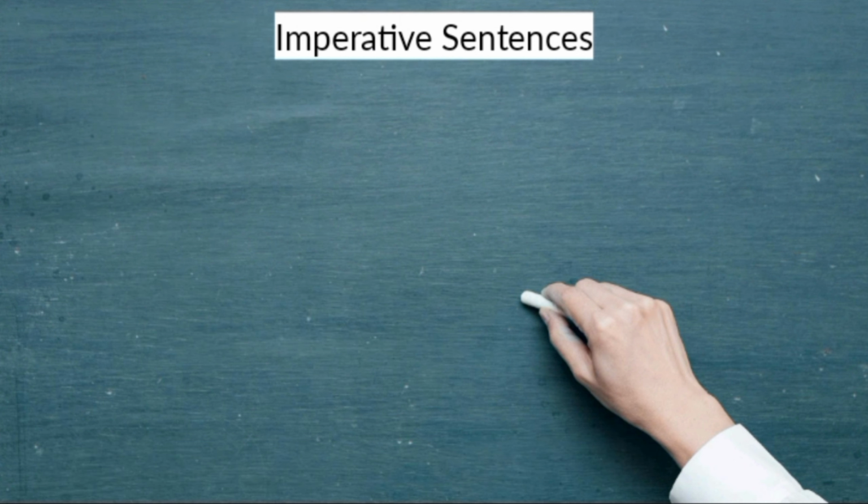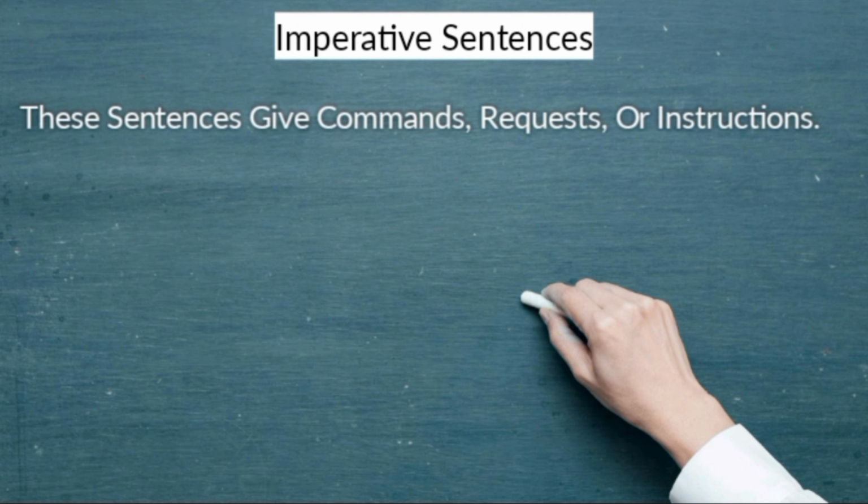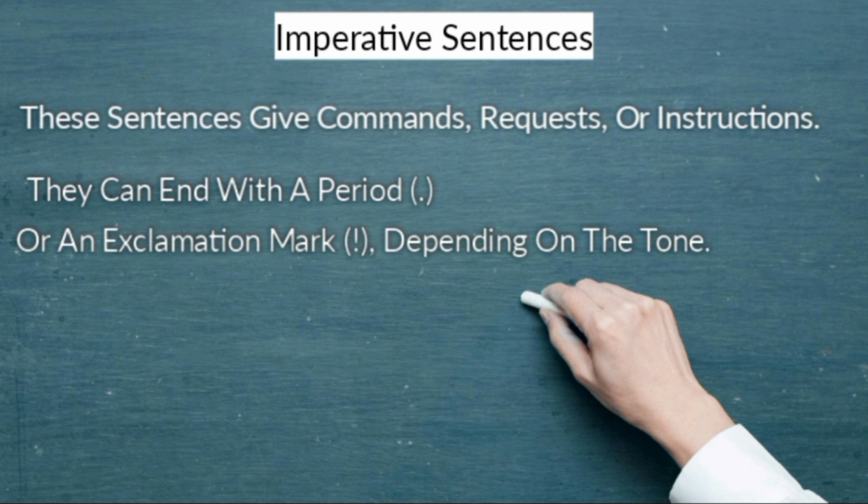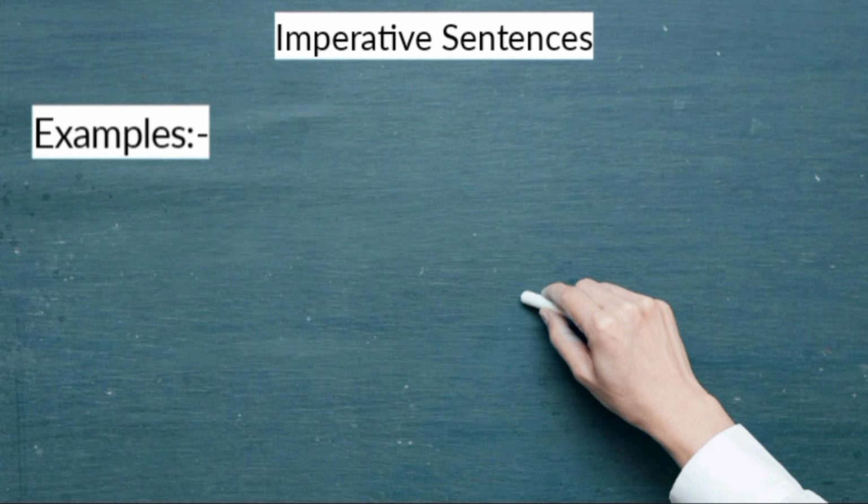Number 3 is imperative sentences. These sentences give commands, requests, or instructions. They can end with a period or an exclamation mark, depending on the tone. Just have a look at some examples. Please pass me the salt. So here we are requesting something, that is, pass me the salt, and we are using please. So we can understand that we are simply requesting someone for salt.